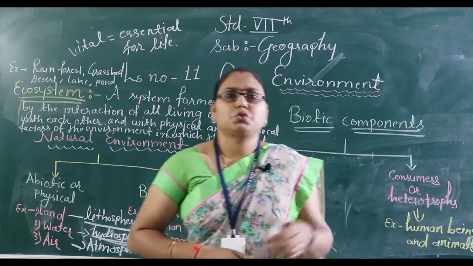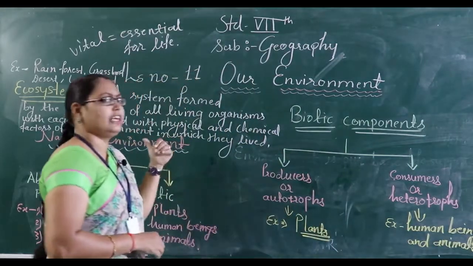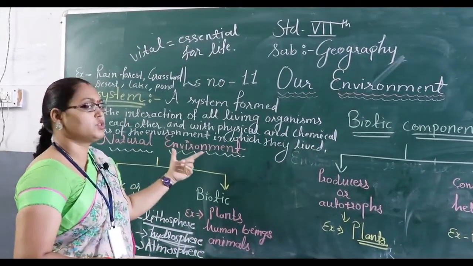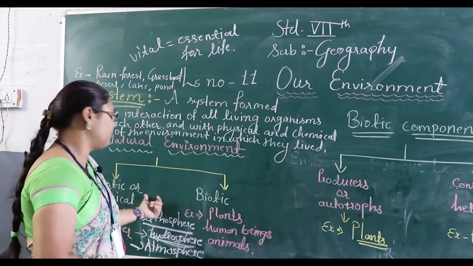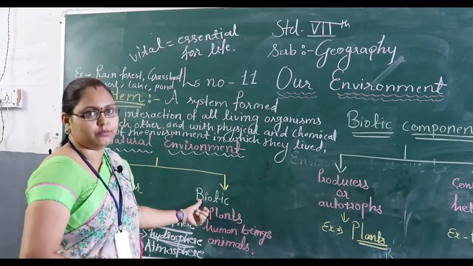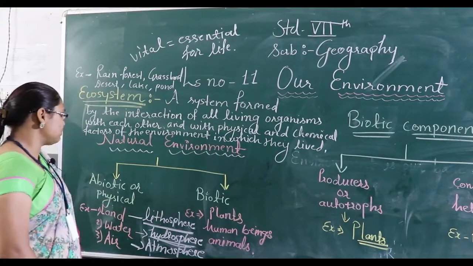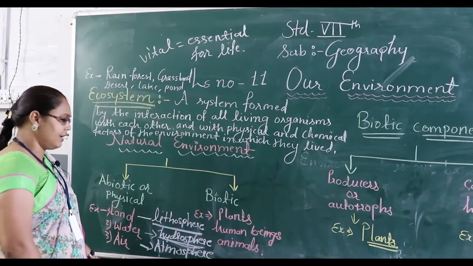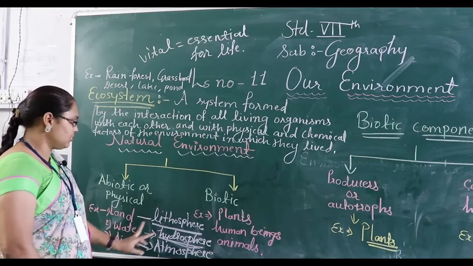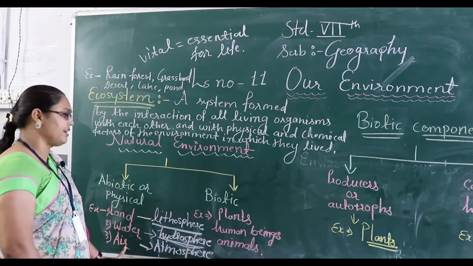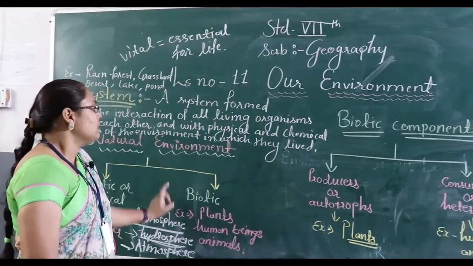Okay, so students, what we learn about the natural environment. The natural environment has two components: abiotic or physical components, and biotic components. Abiotic component examples are land, water and air. Land is called the lithosphere, water is called the hydrosphere, and the air is called the atmosphere, right?